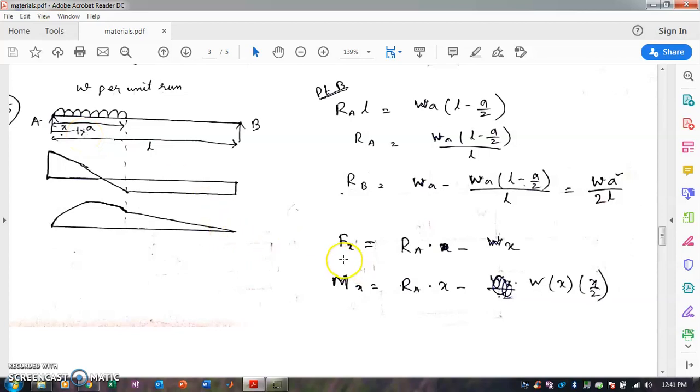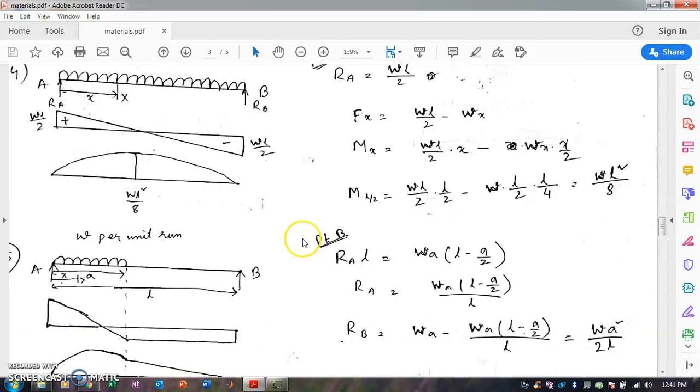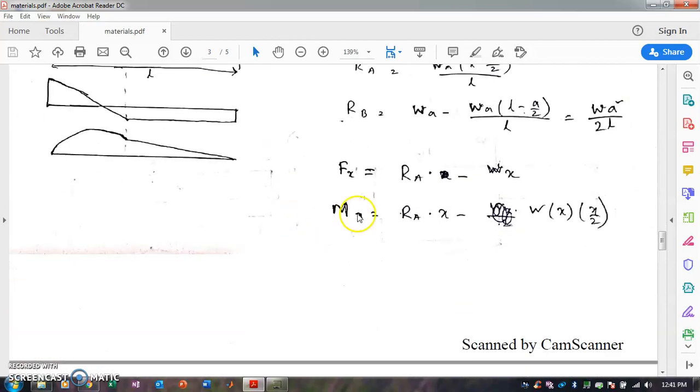So the equation will be: Ra is the shear force at point X, that is Ra minus the force in this portion, that is W into X. So Ra minus W into X will be the shear force, and the bending moment will follow the same procedure as the previous problem. So the bending moment will be Ra into X minus this force into distance, that is moment.